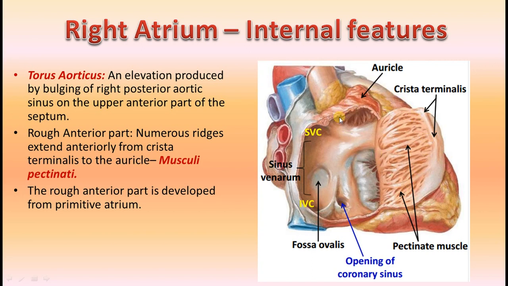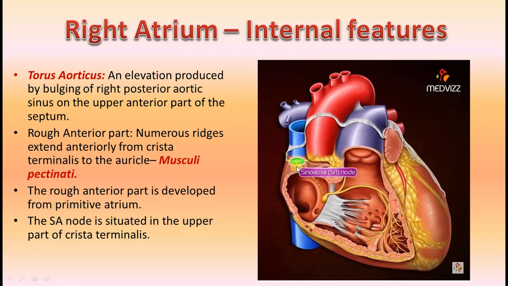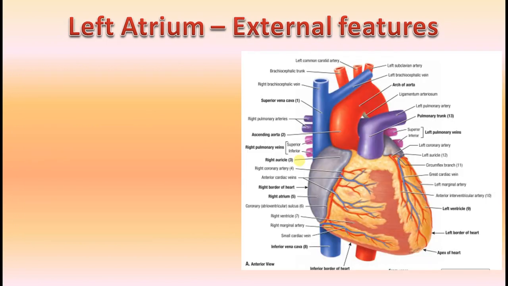This part is developed from the right half of the primitive atrium. The rough anterior part is developed from the right half of the primitive atrium, whereas the posterior part is derived from the sinus venosus. Now, on the upper part of the opening of the superior vena cava and the crista terminalis, you have the SA node, or the sinoatrial node. So near the opening of the superior vena cava and the upper part of the crista terminalis, the SA node is located, which is the pacemaker of the heart.